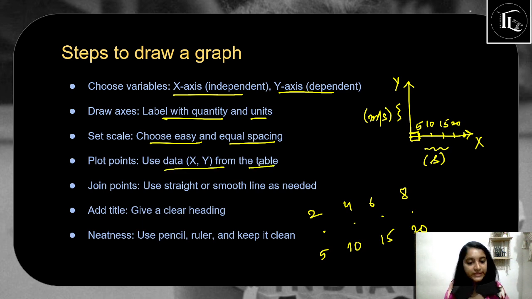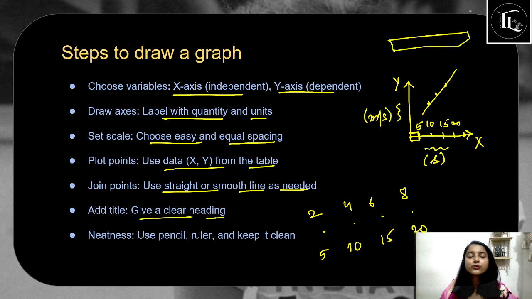Use data from the table. Join points. Use a straight line or smooth line as needed. So all the points that you will be drawing like this, and then you can draw a best fit line. Add a title, give a clear heading. So whatever graph it is, you should know if it's a speed-time graph or a distance-time graph.